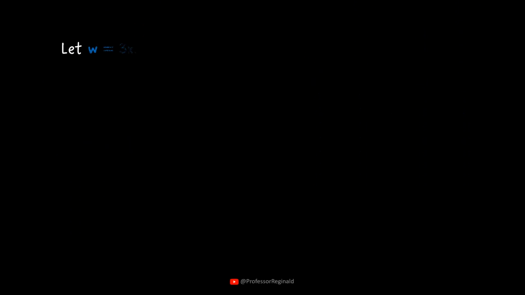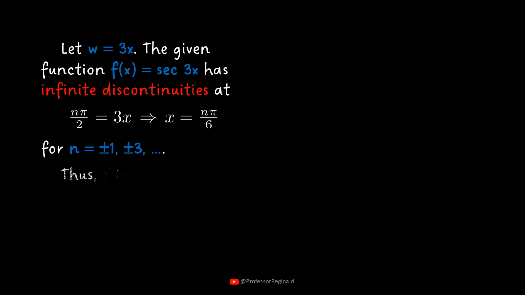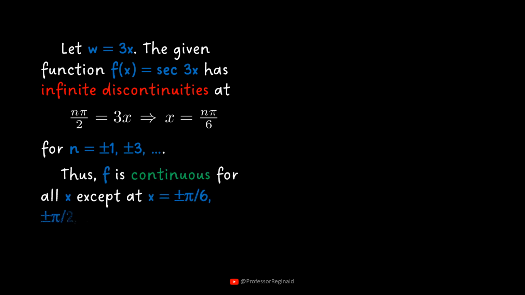Let w equals 3x. The given function f of x equals secant of 3x has infinite discontinuities at x equals n pi over 6 for n equals positive or negative 1, positive or negative 3, and so on. Thus, f is continuous for all x except at x equals positive or negative pi over 6, positive or negative pi over 2, and so on.